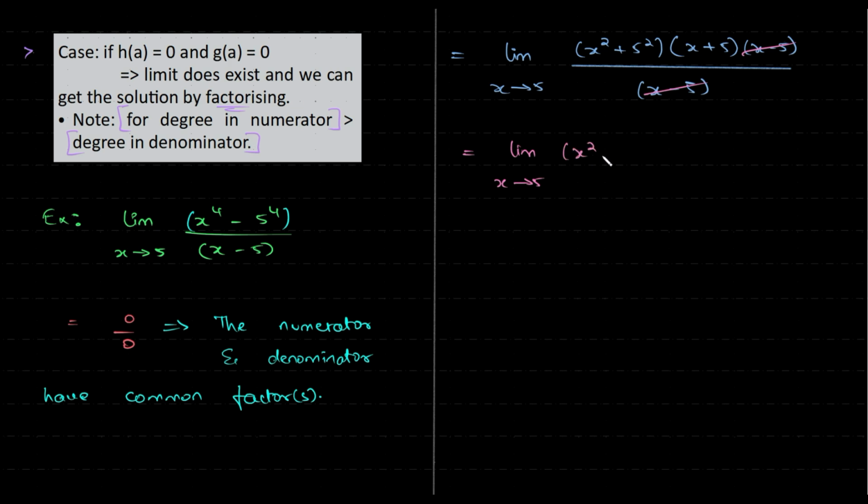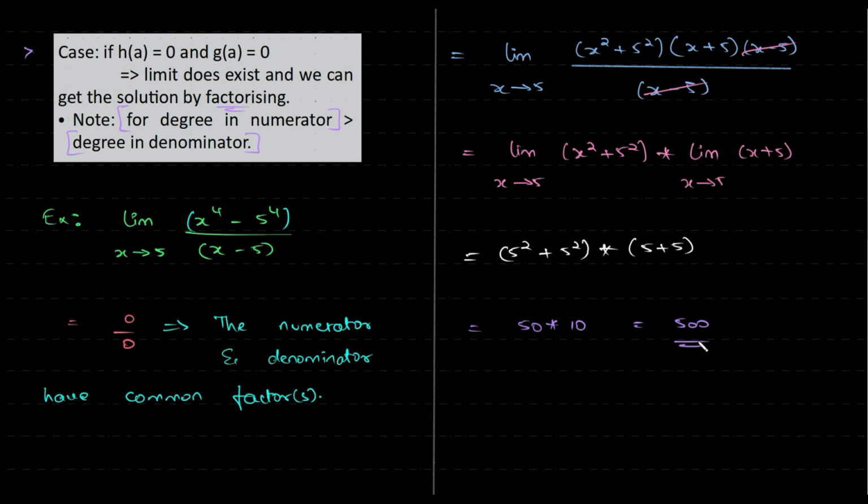So we can apply the limit to the individual expressions, and we have the following result. This is 5 square plus 5 square, that's 2 times 5 square, and this is 5 plus 5. So this is basically 50 into 10, that is 500. Okay, so this is how we can solve such a question.